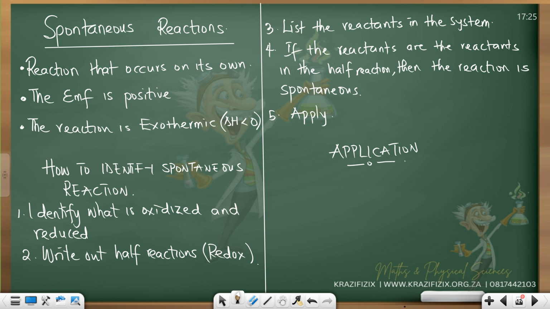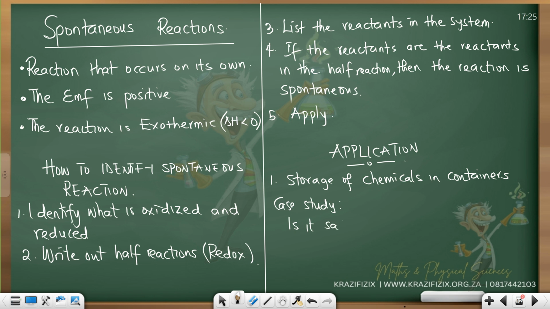Okay. Think about it. Number 1, application. Look at this. Storage of chemicals in containers. That's our first application. Storage of chemicals in containers. Let's look at a case. Let's build a case study just to show us.